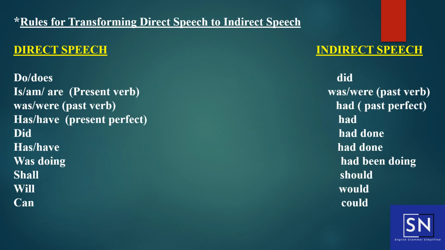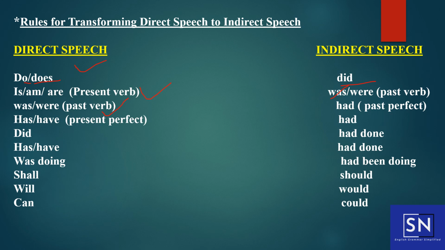And then, rules for transforming direct speech to indirect speech. These are all the basic rules you should remember and follow while changing from direct to indirect. In direct speech, if there is a do or does verb, in indirect speech you should convert it into did. Then the auxiliary verbs is, am, are in the present tense will change to was, were in the past tense. Present verb will change to past verb.